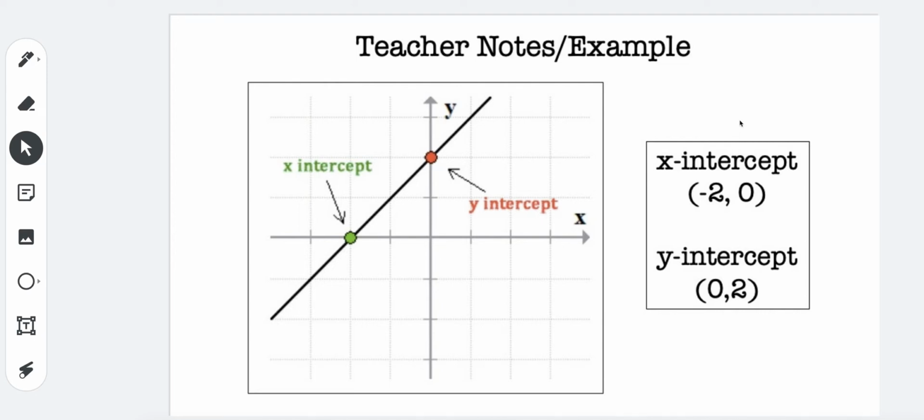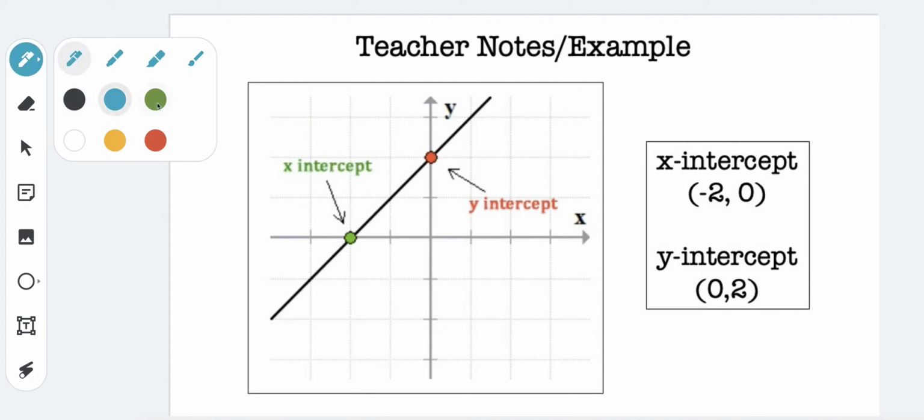Hey everybody, in this video we're going to identify the characteristics of the x-intercept and the y-intercept. So first of all, come over here and grab a marker. So let's first look at the x-intercept.